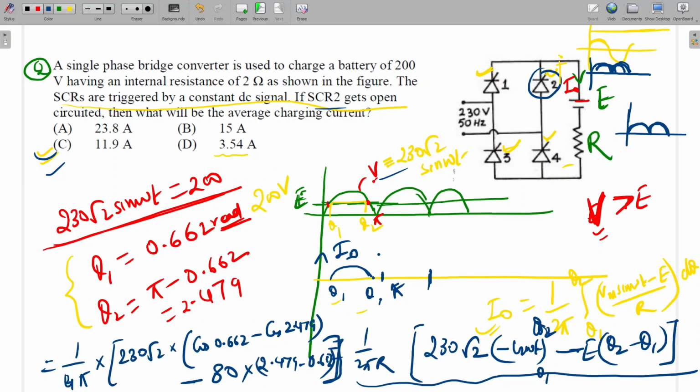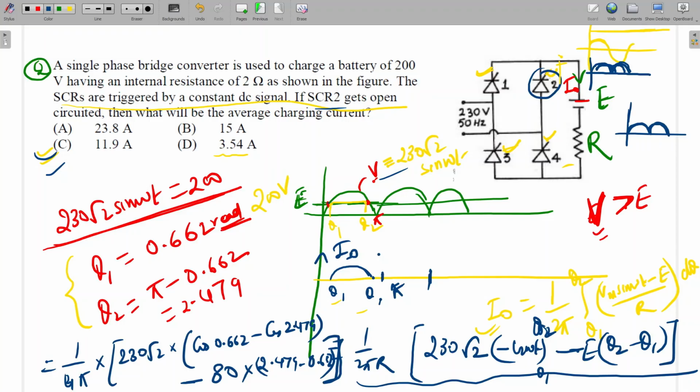I'm also doing the calculation. So 1 upon 4 pi into 230 into root 2 into (cos 0.662 minus cos 2.479), minus 80 into (2.479 minus 0.662). Anyone is getting the answer? Getting 20. It's incorrect, I think.